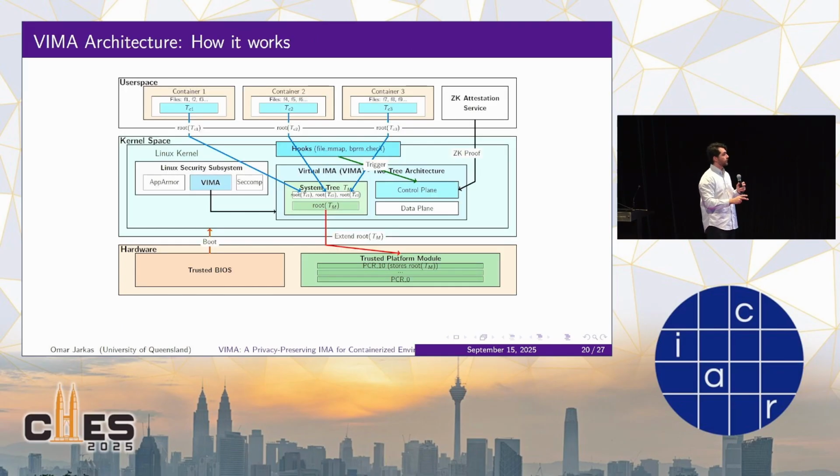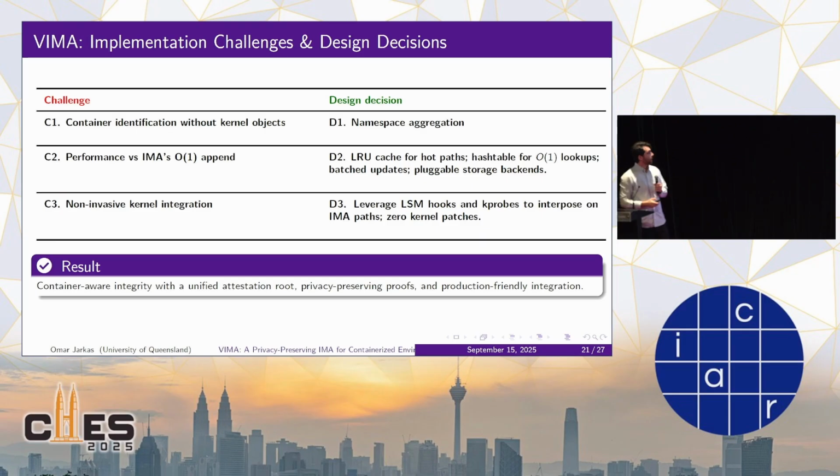So this is also a high-level architecture of what we did in terms of changes. As you can see, the Merkle tree for each container is bound to the system-wide Merkle tree, and then only the root is extended, and then you can have a zero-knowledge attestation service in the user space. So for the implementation, we had a lot of challenges.